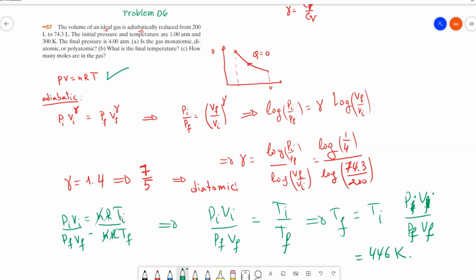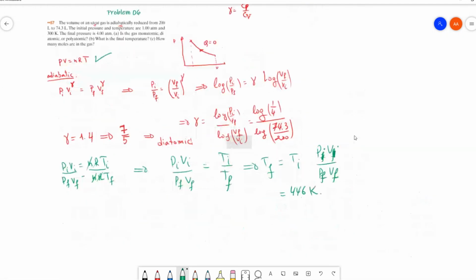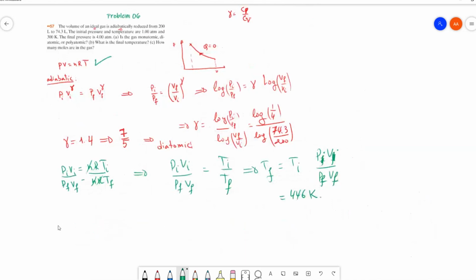And the final one, N, they want from me N. I can always use this relation. It's PV over RT. I can use the initial or the final. I have all the numbers, so I can use the initial here, TI. And numerical application, I will not do it here since it takes time. It's 3.10 moles. Okay.